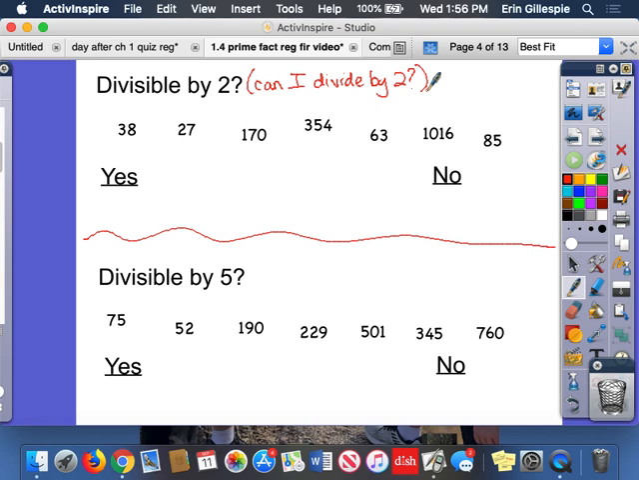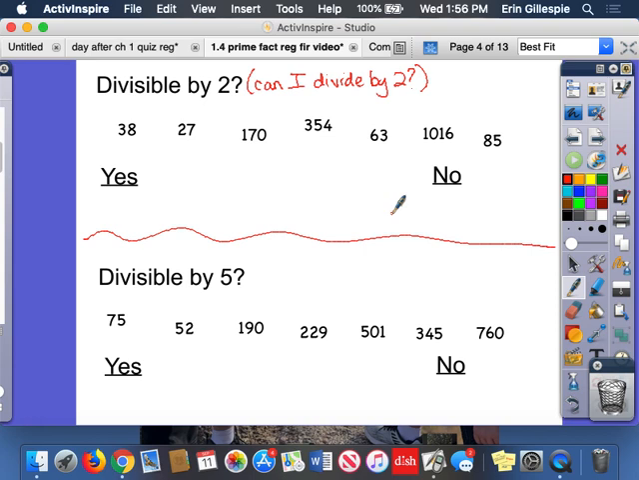I'm going to let you guys try all these numbers on your own because I would think you can tell by looking at these numbers here if you can divide it by 2 or not. So what I want you to do is pause the video and sort these out. Either put them in the yes area or the no area. So pause it, get it done, and then hit play when you're done.